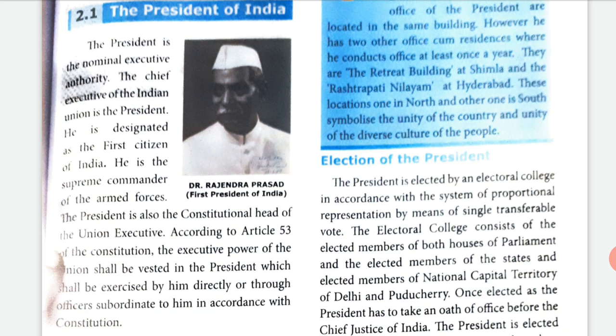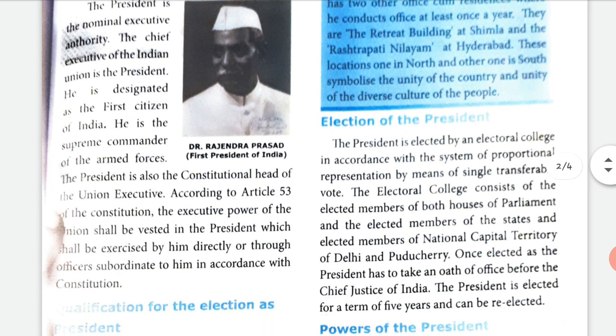He is the supreme commander of the armed forces. So the army has got the power, right? So the complete army, who is the head of that armed force? It is the President. The President is also the constitutional head of the Union Executive. So he is the head of the Union Executive. That's what we are learning. Under Union Executive only we have the President of India.